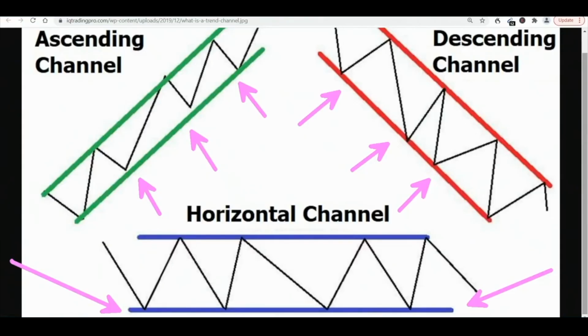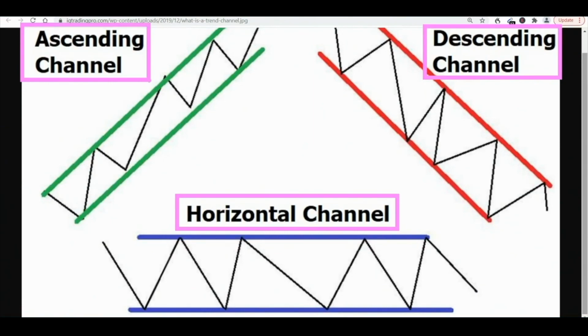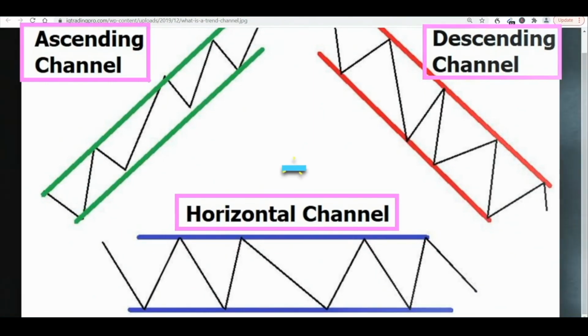Support and resistance is the name of the game. Add all 3 of these when you're trying to define where to enter into a trade.